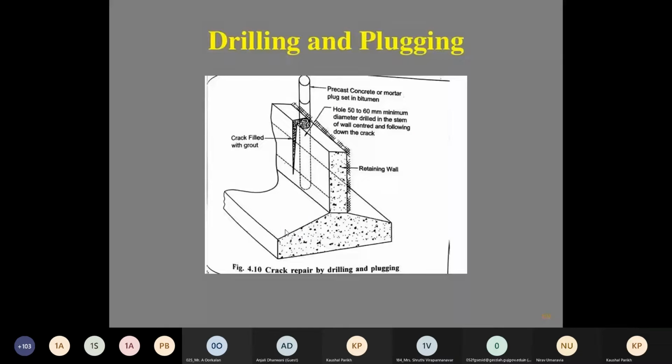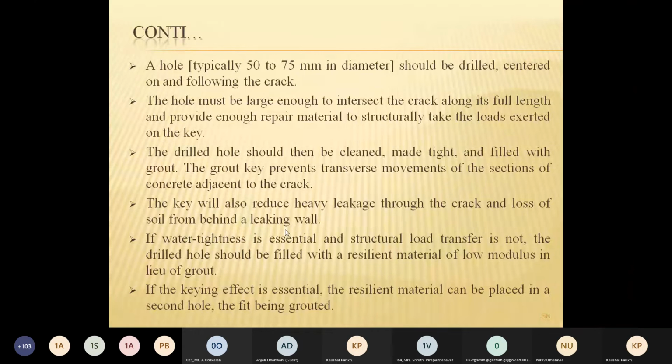Now, this hole must be large enough to intersect the crack along the full length and provide enough repair material to structurally take the load exerted onto the key. The drilled hole should then be cleaned, made tight, and filled with the grout. The grout key prevents transverse movement of the sections of concrete adjacent to the crack. Here, the key will also reduce the heavy leakage through the crack and loss of soil from behind the leaking wall. Water tightness is one of the important criteria over here, and structural load transfer is not.